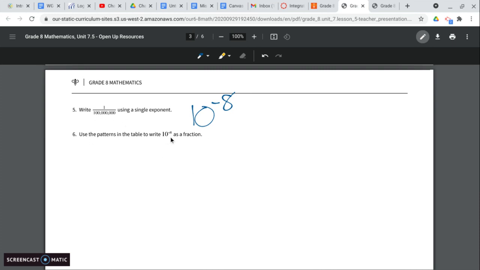All right, use patterns in the table to write 10 to the negative n as a fraction. 10 to the negative n is the same thing as 1 over 10 to the positive n. It just takes and flips it, essentially. We're doing the reciprocal of it. Instead of having 100 or 1,000, we're having 1/100th or 1/1,000th. We're flipping it over and having it be fractional instead of a whole number. And this is true even when we don't have 10 as our base number. Just because all of these have been 10, it would still hold true if we're dealing with 2 or 3 or 4, any other non-10 number.